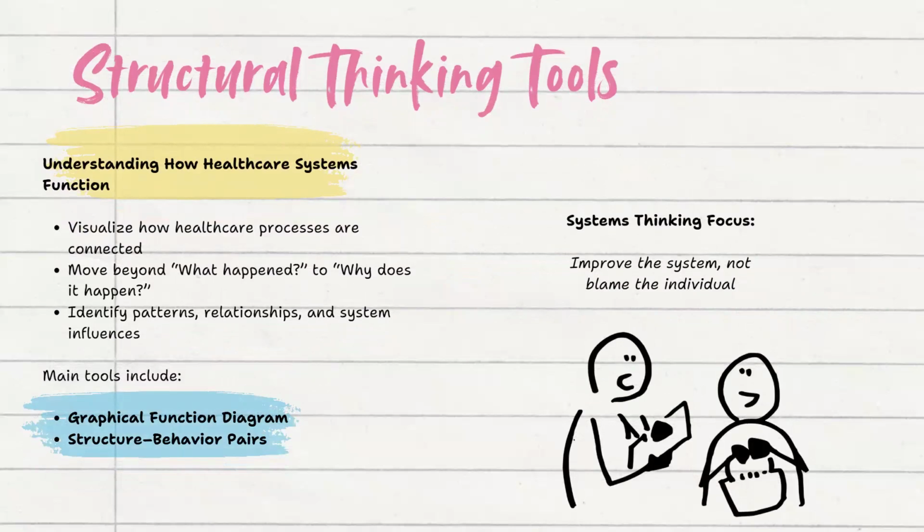Structural thinking tools help us visualize how healthcare systems function and understand the relationships behind our daily processes. Instead of asking only what happened, they help us explore why this pattern continues to occur. Today, we will discuss two important tools. First, the graphical function diagram, also known as GFD. This tool helps us understand how functions and workflows connect within a system. The second is structure behavior pairs. It helps us recognize how system structures influence repeated behaviors and outcomes. Together, these tools help us identify opportunities to improve the healthcare system.